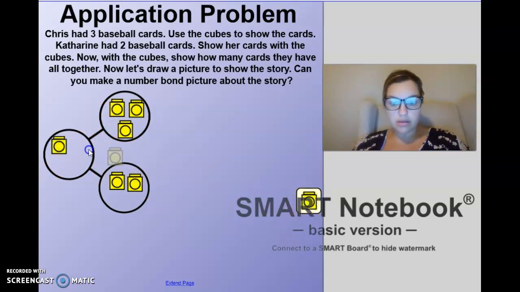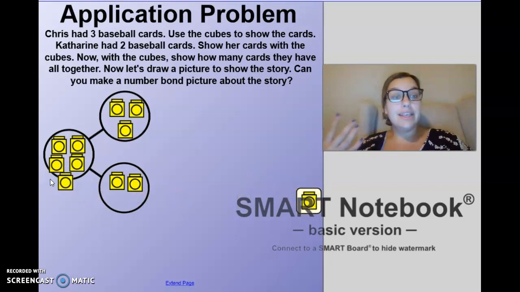1, 2, 3, 4, 5. This is what my story would look like with pictures. So it would be a number story. Now, I could do it with numbers as well. And that's what we're going to work up to. So today, we're going to start figuring out how to put those numbers into our number bond instead of our pictures. Okay?